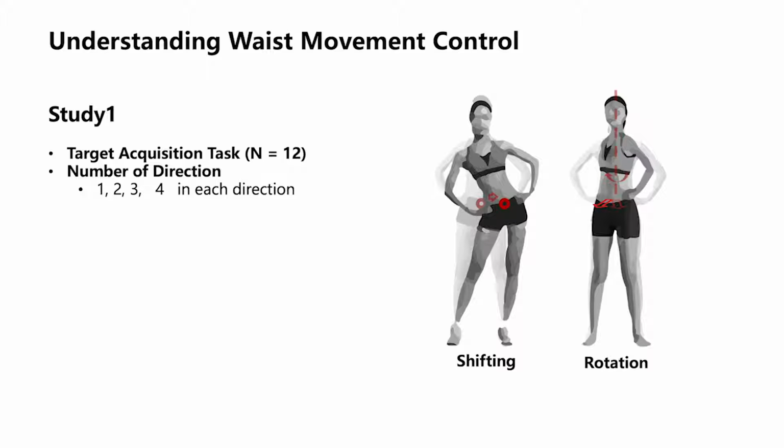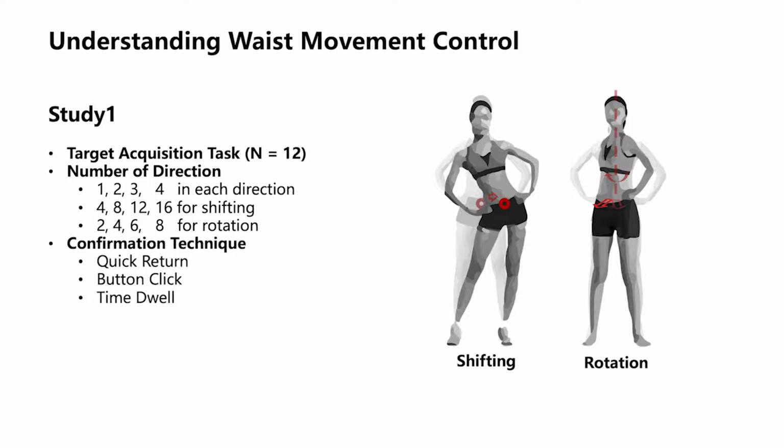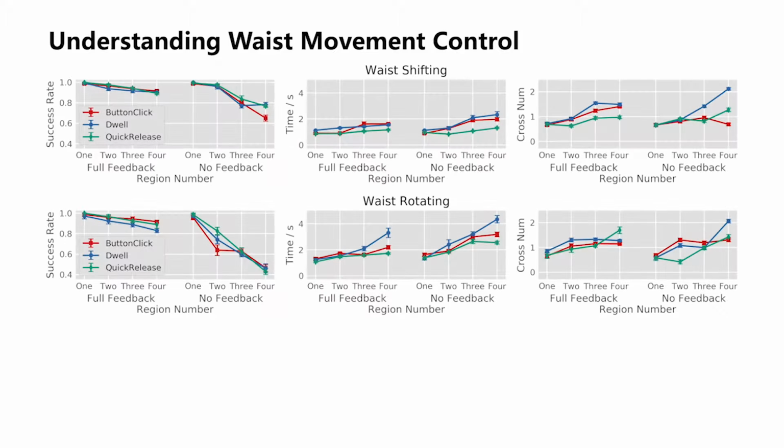For shifting, considering that the waist can be shifted towards left, right, forward, and backward in general, we compare 4, 8, 12, and 16 directions. Similarly, for rotation, we compare 2, 4, 6, and 8 directions since the waist can rotate either clockwise or counterclockwise. We also compared 3 confirmation techniques and 2 visual feedback conditions. We measured the success rate, completion time, and the number of border crossings of these conditions.